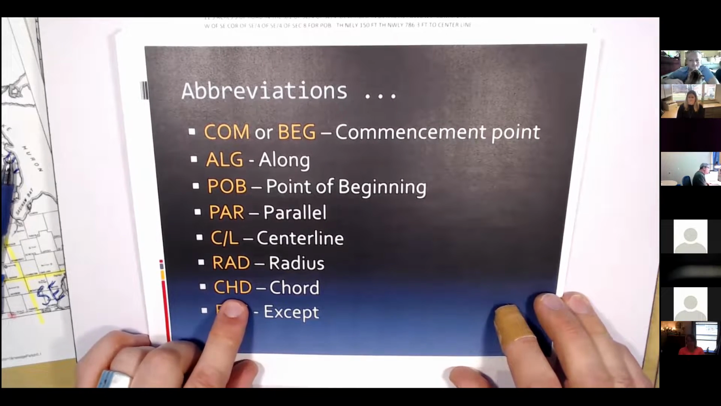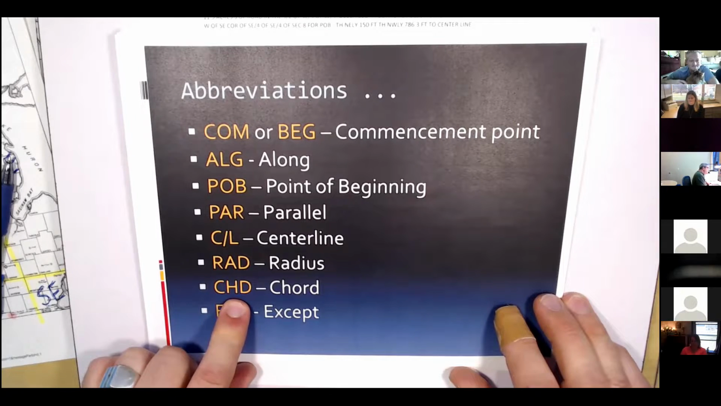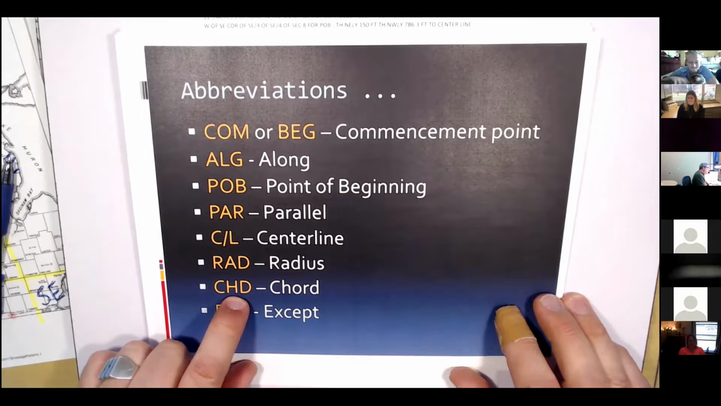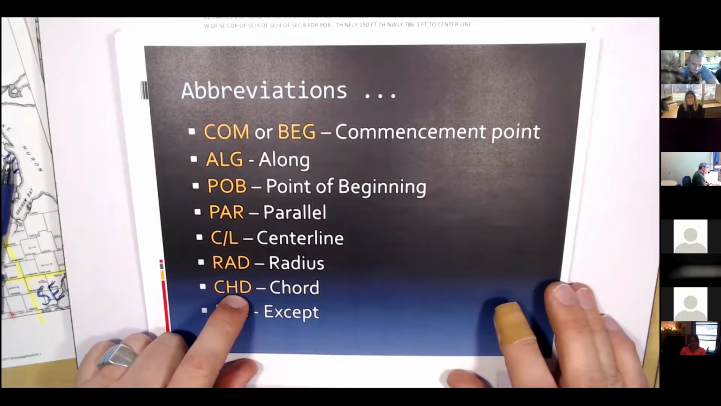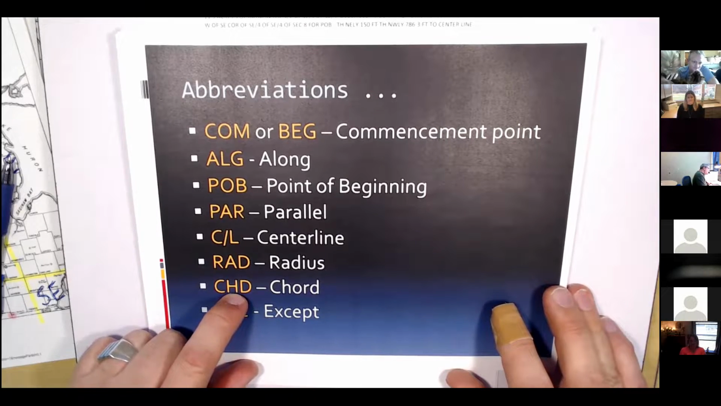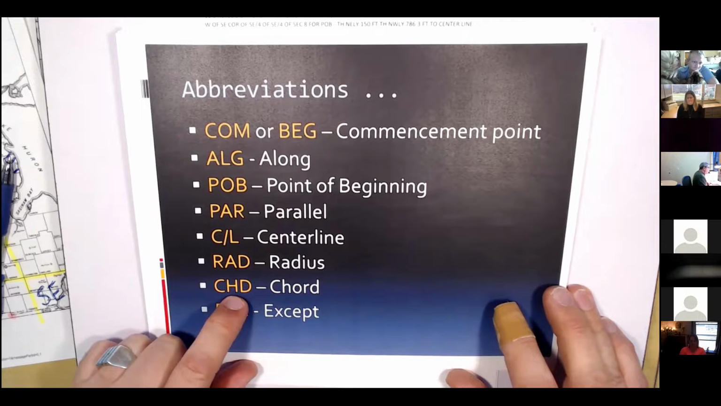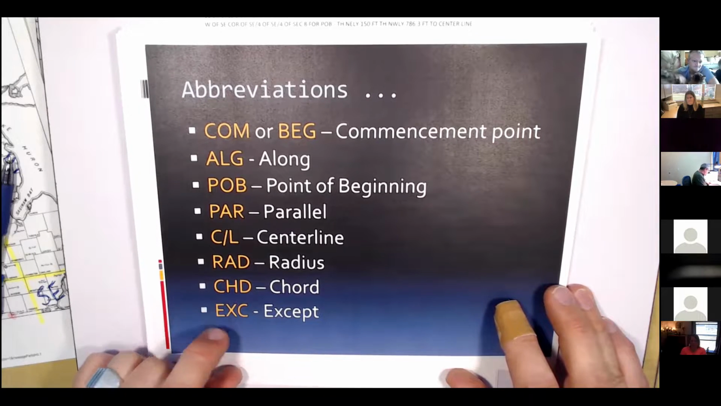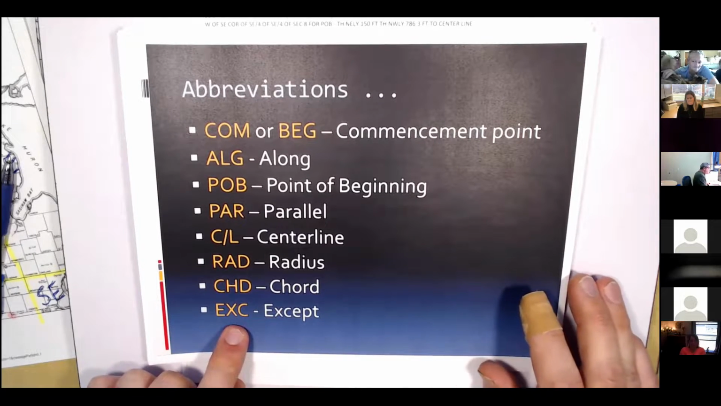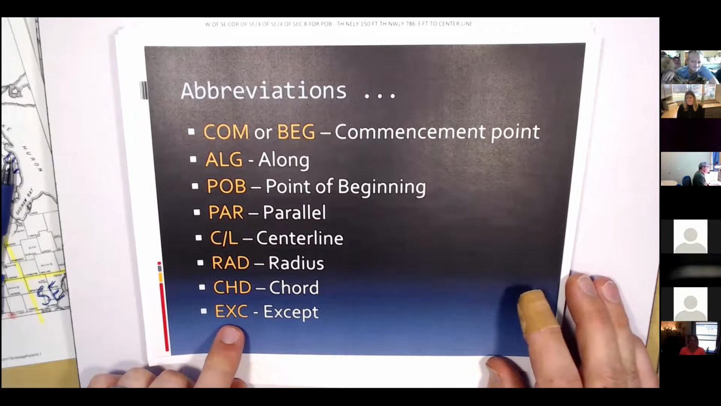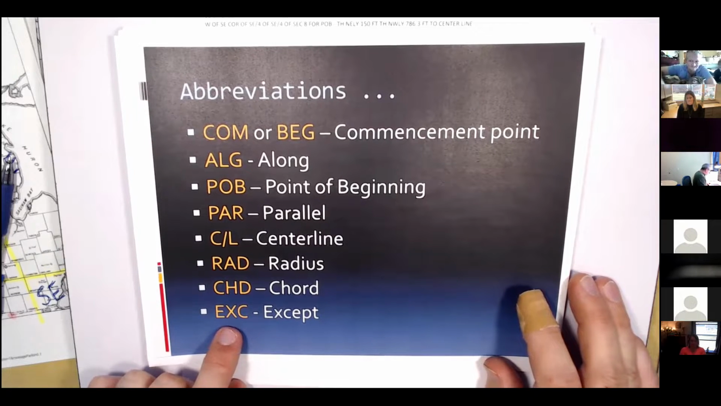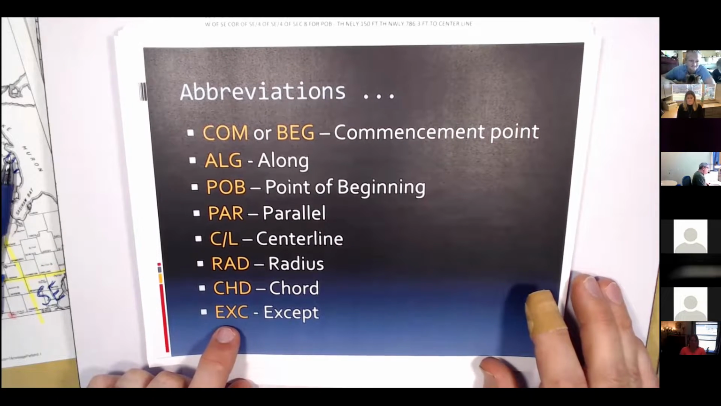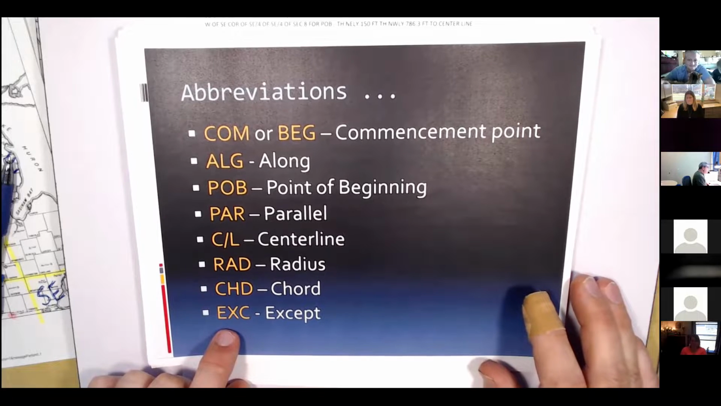Radius and chords, we'll talk about those at the end. This is when you're dealing with a piece of property, generally speaking, that is sometimes on a river, but generally it's going to be on a road that has a curve to it. It doesn't necessarily follow a north, south, east, west, or any other kind of a straight line. And EXC is except. This is something that probably should not even be allowed in a legal description. And I'll show you a really good example in a little bit.